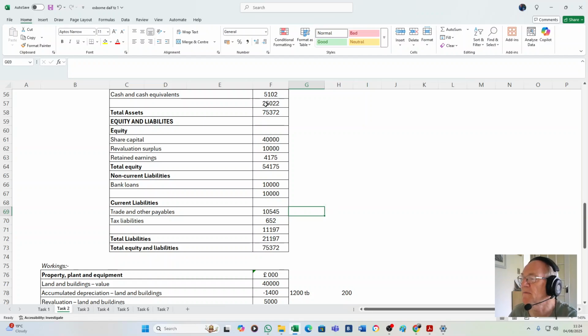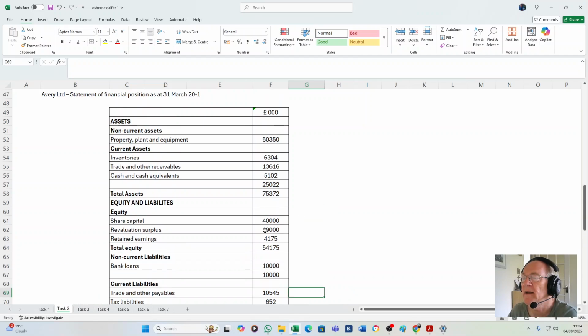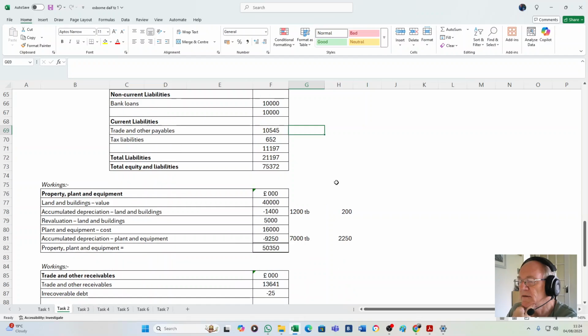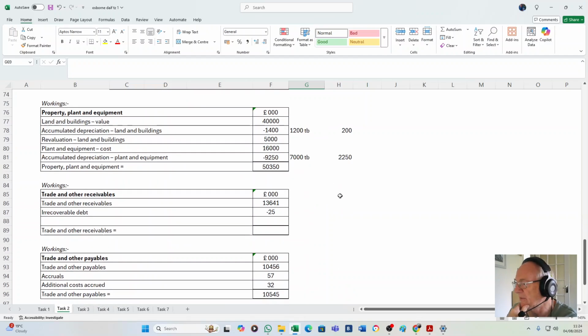7372. There we are, matching figures. We've balanced. Just recap. What would be missed out? Well, anything like the accruals missed out, any miscalculation on property, plant and equipment. Unless it was a miscalculation on property, plant and equipment that was in the profit and loss account, it would still balance. And I'll pause at that point and worry about the other tasks later.